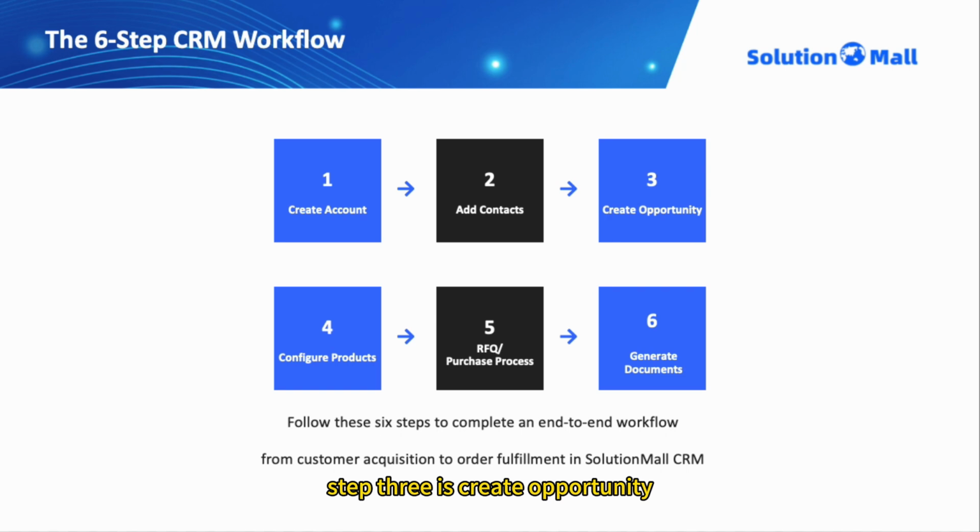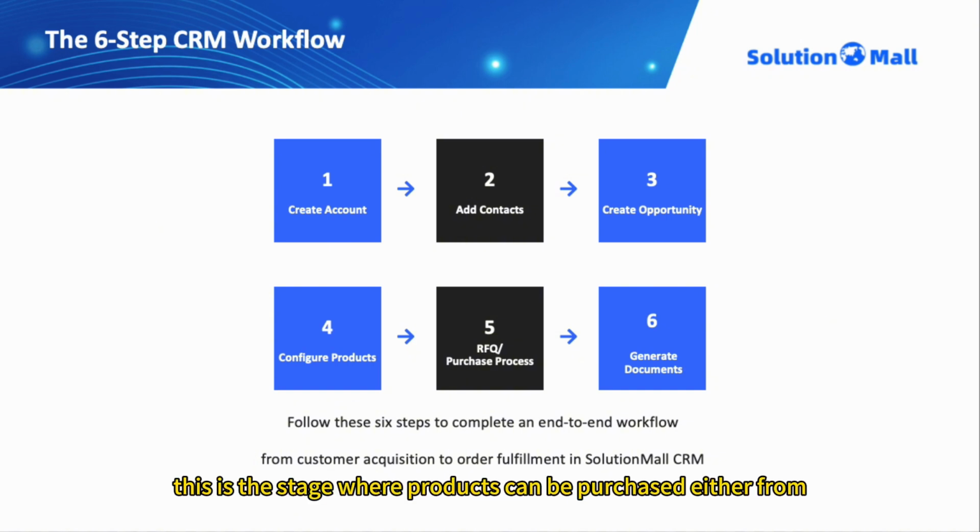Step 3 is create opportunity. Once the customer and contacts are ready, we can create an opportunity to track a potential project or sales deal. Step 4 is configure products. This step defines what equipment or products are actually needed for the project. Step 5 is the RFQ and purchasing process. RFQ stands for request for quotation. This is the stage where products can be purchased either from the SolutionMall platform or from third-party suppliers.